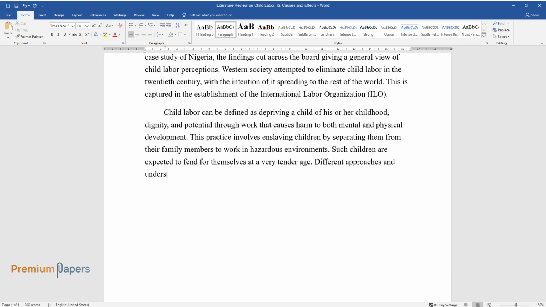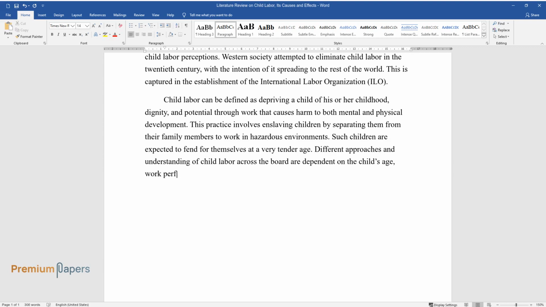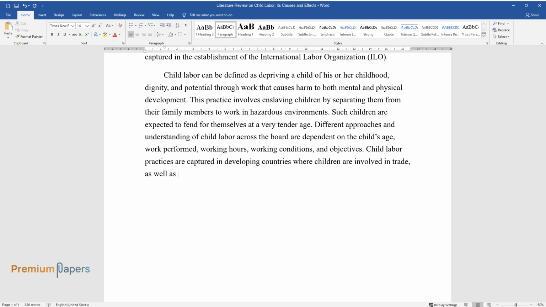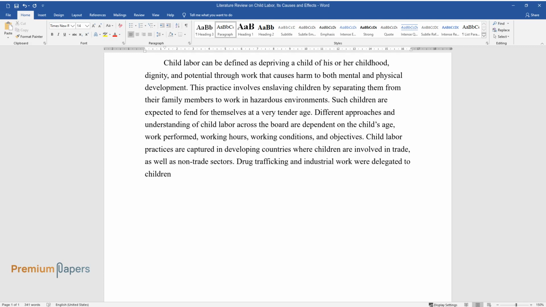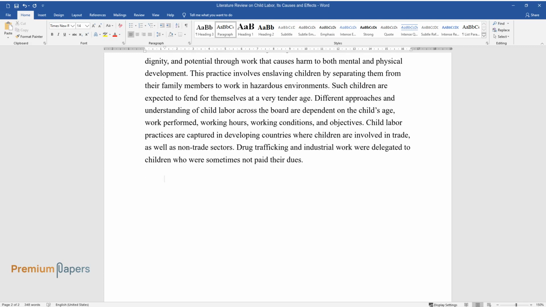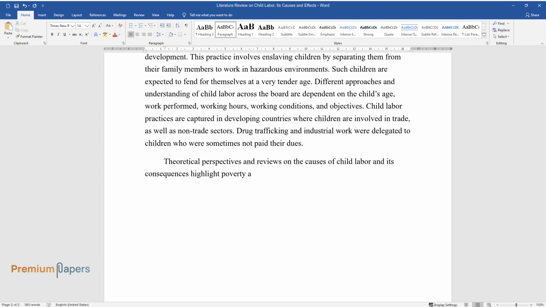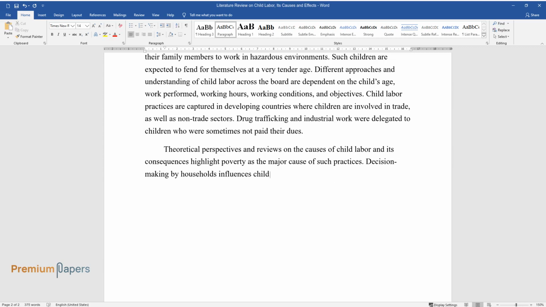Different approaches and understanding of child labor across the board are dependent on the child's age, work performed, working hours, working conditions, and objectives. Child labor practices are captured in developing countries where children are involved in trade, as well as non-trade sectors. Drug trafficking and industrial work were delegated to children who were sometimes not paid their dues. Theoretical perspectives and reviews on the causes of child labor and its consequences highlight poverty as the major cause of such practices. Decision-making by households influences child labor.